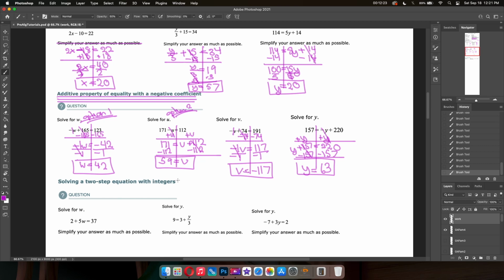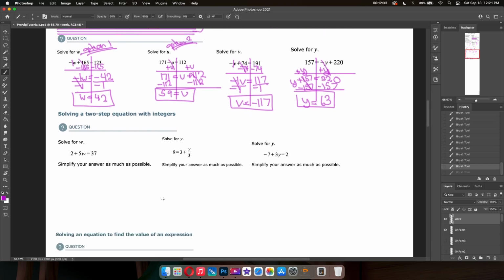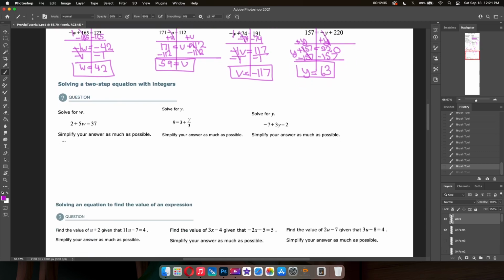Now, we know how to deal with negative coefficients because that was the big thing. All of our variables were negative. And now let's see if we can combine these things. Two-step equation with integers. So now there's going to be signs everywhere. Positive, negative, the whole gamut. So 2 plus 5w equals 37. They gave us a nice one where everything is positive.